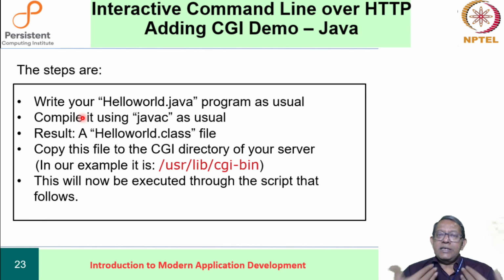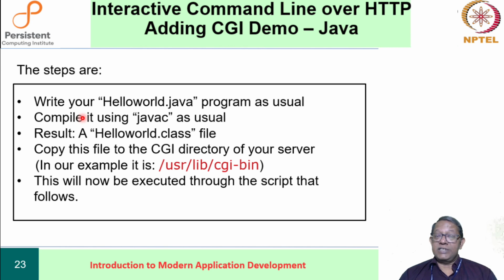The steps in detail would be something like this. You would write your hello world Java program as usual. You would compile it using javac as usual. This will result in a hello world.class file, again as usual. But now you will copy this class file into the CGI directory of your server.